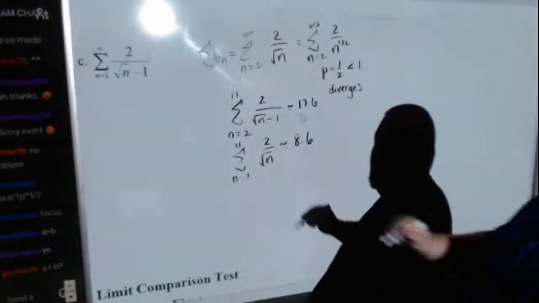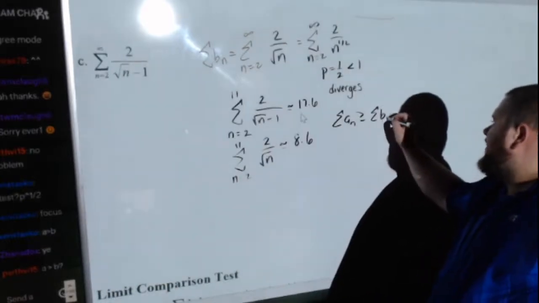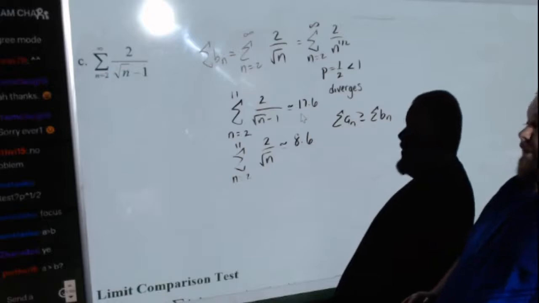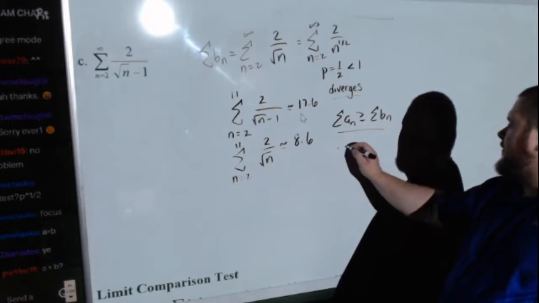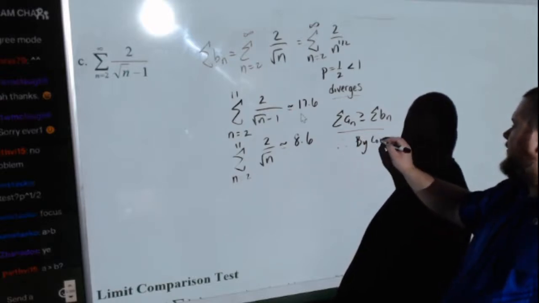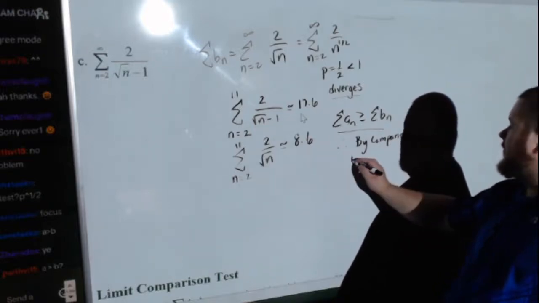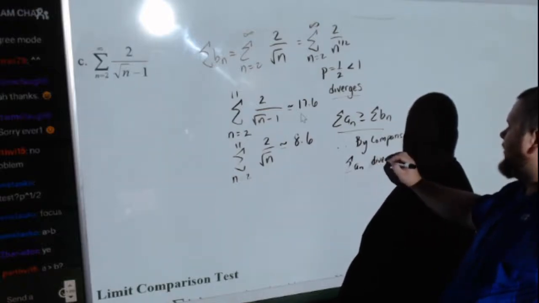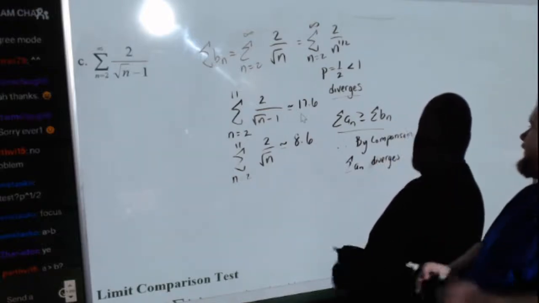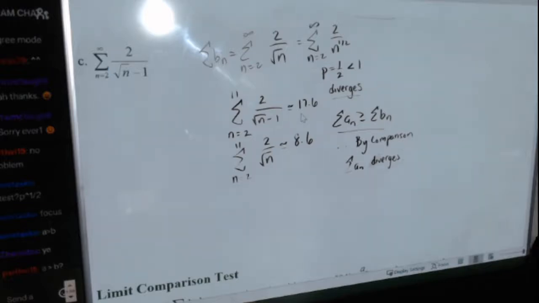Which means A is greater than or equal to B. And that's what we wanted to prove, right? So if this diverges, then by comparison, summation A sub n also diverges. All right. So that's comparison test, right? It's not fun.